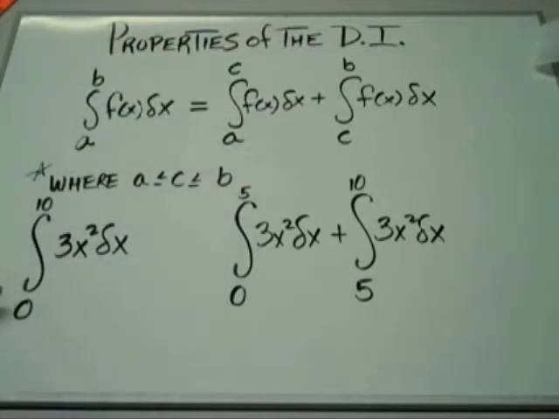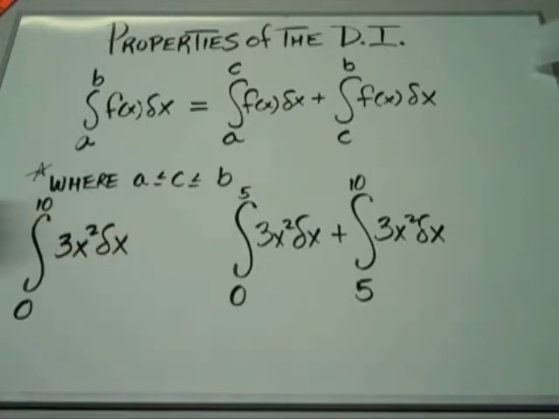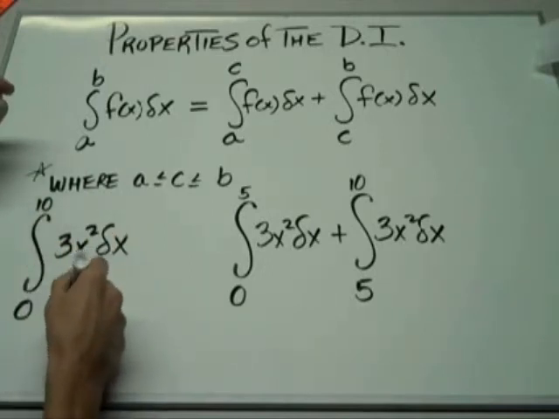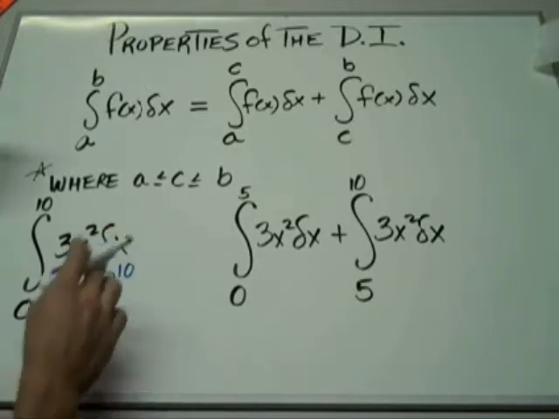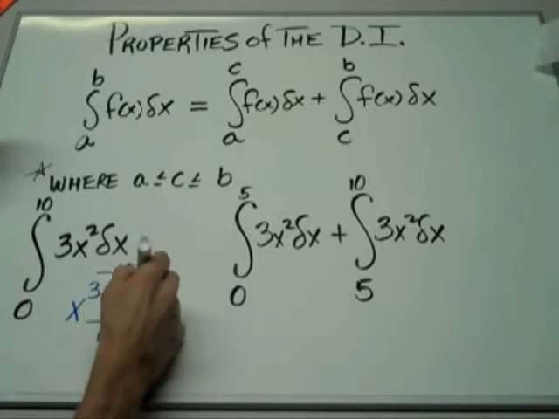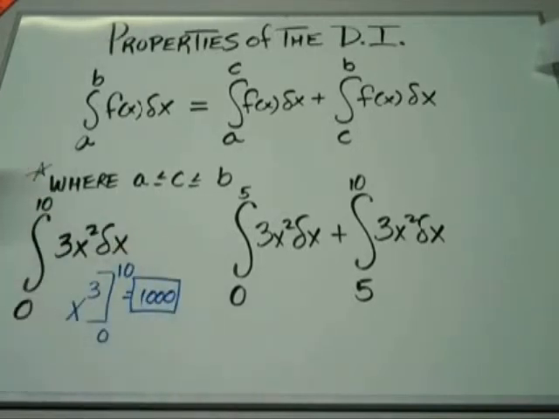For example, if I have the definite integral of 0 to 10 of 3x squared dx, we know that this goes plus 1 divided by 3 gives us x cubed from 0 to 10. Plug in the 10, plug in the 0, and we'll get 1,000. So we know that the area under this curve is 1,000 square units.